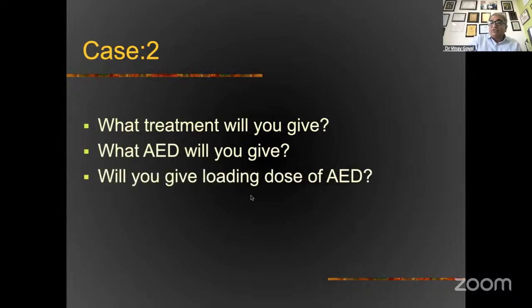Will you give a loading dose? I told you the seizure happened 2 hours ago. You don't know when the next seizure is coming. Maybe you prescribe the drug and say, "Ghar jaake le lena," and he will have a seizure on the road. So it would be better to load him with the drug.